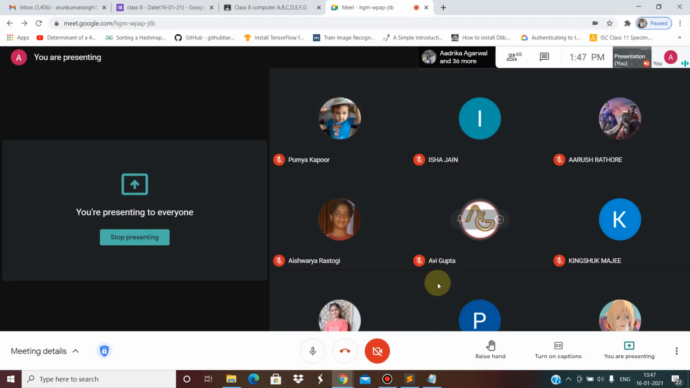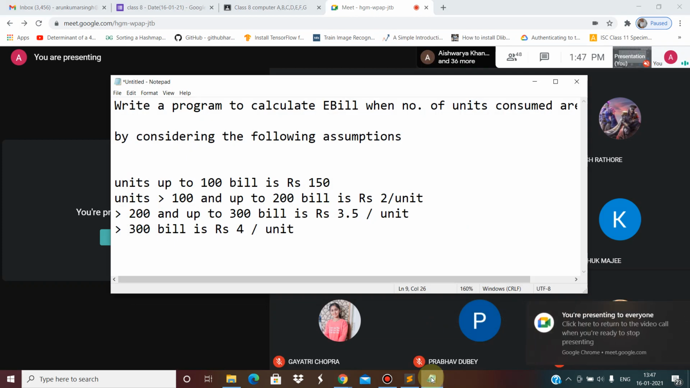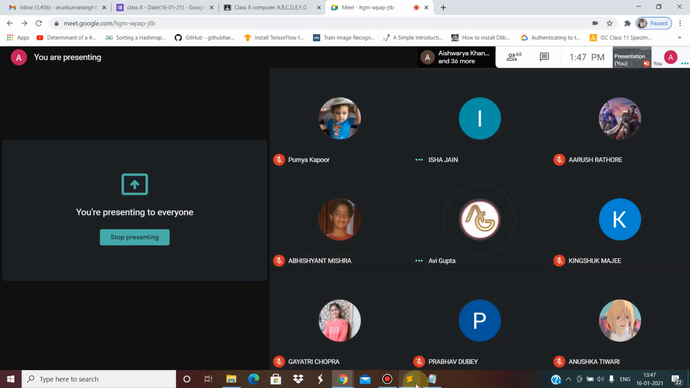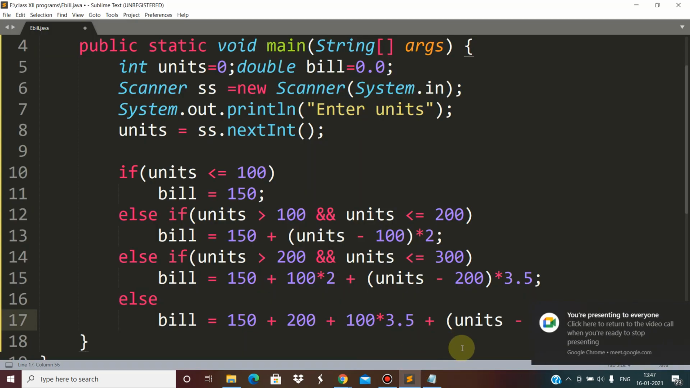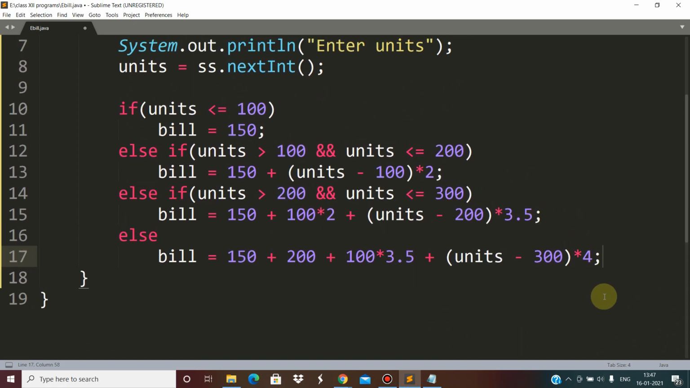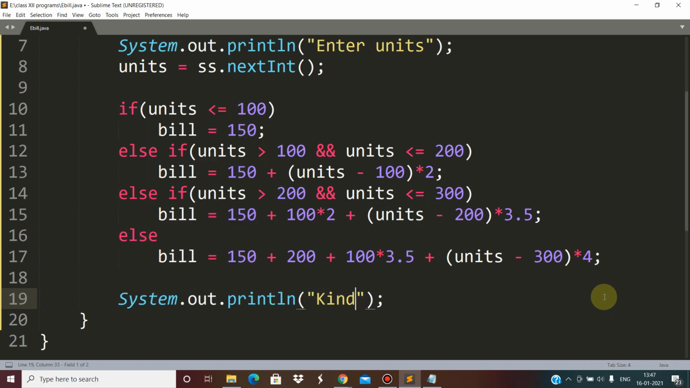The last one is what? That is 4 per unit. So you have to write here 4. And after that, you need to write kindly pay rupees, how many? These rupees.